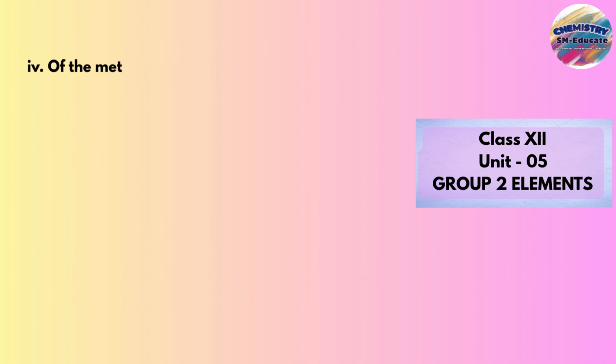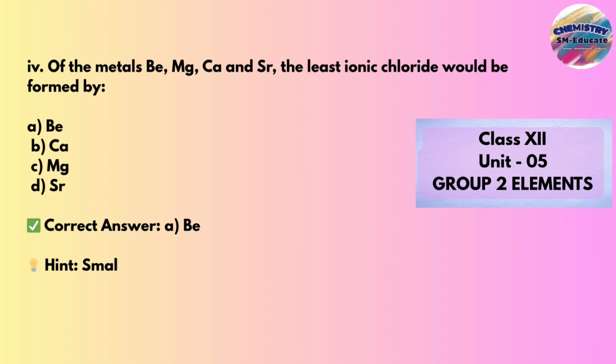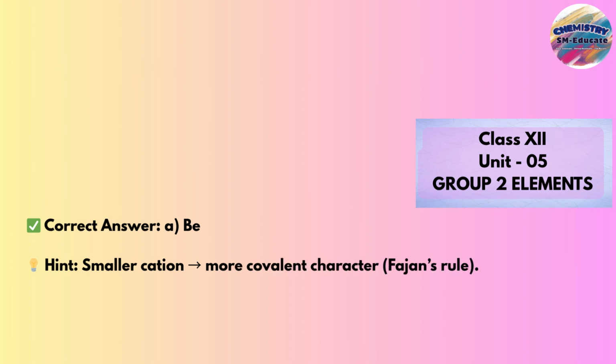Part 4. Of the metals Be, Mg, Ca and Sr, the least ionic chloride would be formed by: A. Be. B. Ca. C. Mg. D. Sr. Correct answer: A. Be. Hint: Smaller cation, more covalent character, Fajans' rule.